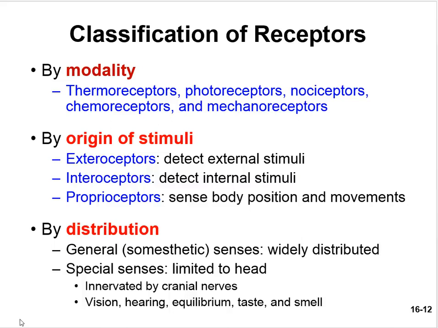Those receptors are pretty simple, sometimes no more than just a bare dendrite. Then there's the special senses that are limited to the head, and they're innervated by the cranial nerves, and they employ relatively complex sense organs. These are like vision, hearing, equilibrium, taste, and smell.